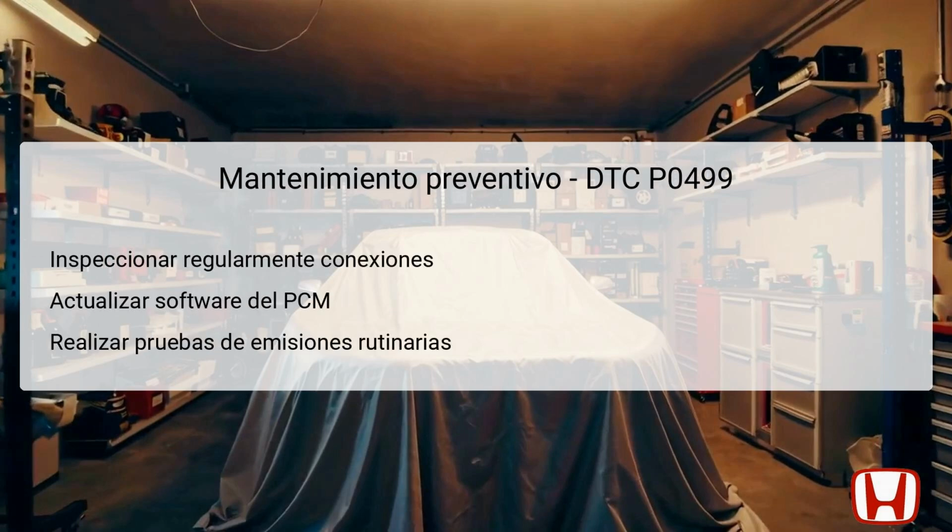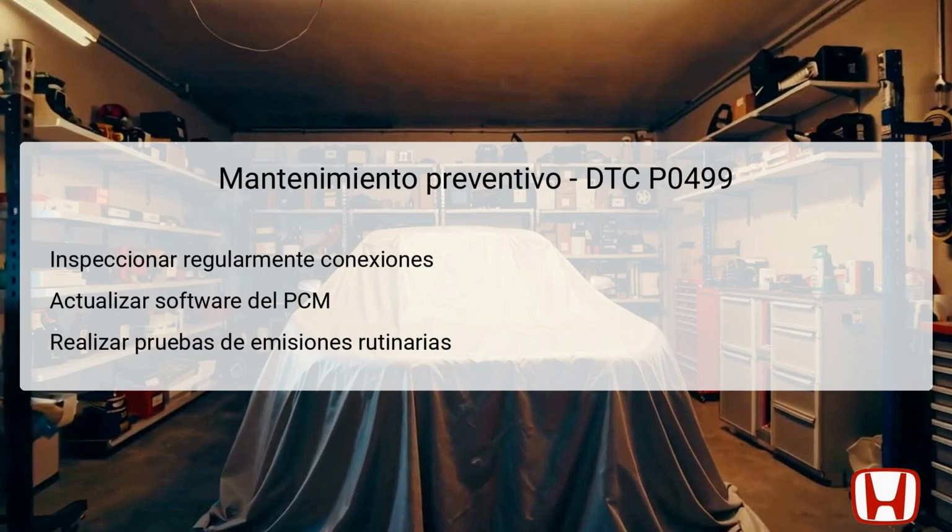Preventive maintenance is essential to keep the system functioning as expected and to prevent future occurrences of DTC P0499. Start by regularly inspecting the electrical connections related to the EVAP canister vent shut valve. This helps to identify any potential wear and tear or corrosion before it becomes an issue.